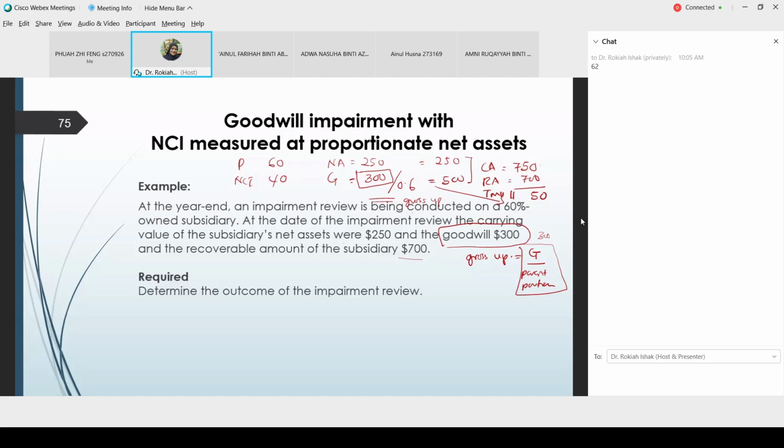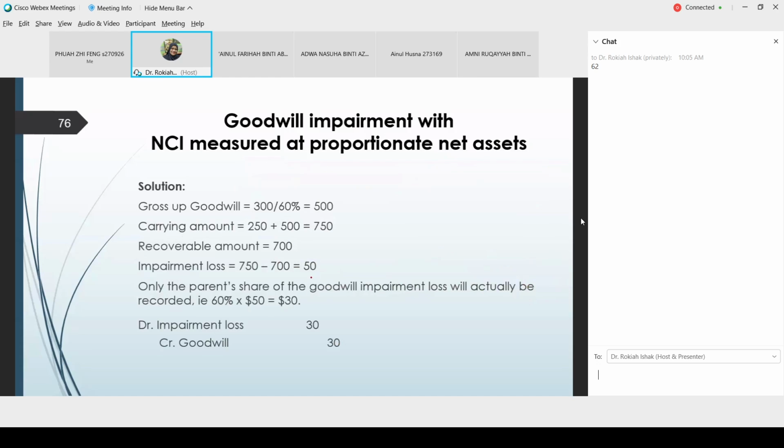Okay, so we find that the impairment loss here is 50. Yeah? So this is the calculations that we have. So the impairment loss of 50. From this 50, you need to allocate to parent based on their shares. So parent shares here is only 60%. So out of 50 here, parent share for the impairment loss is only 30. Yeah? So debit impairment loss and then credit goodwill 30.